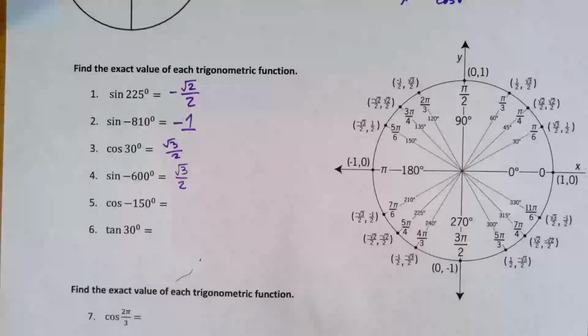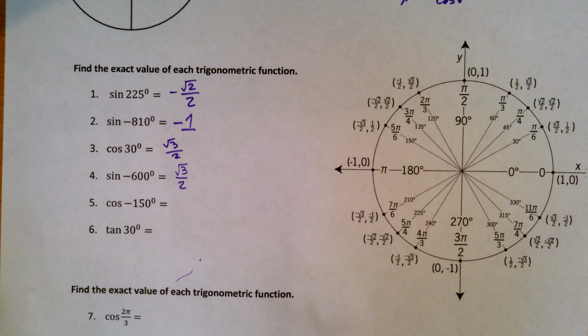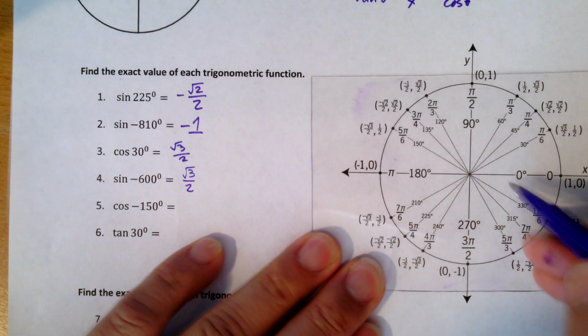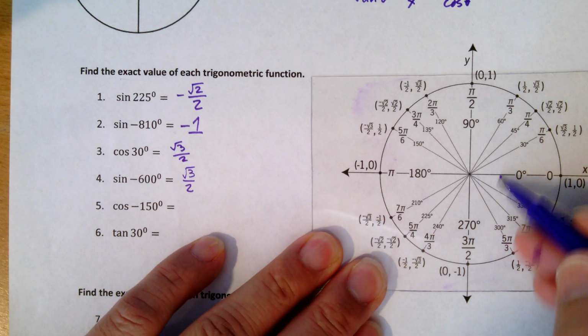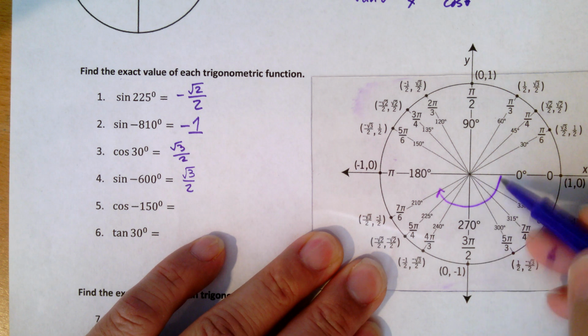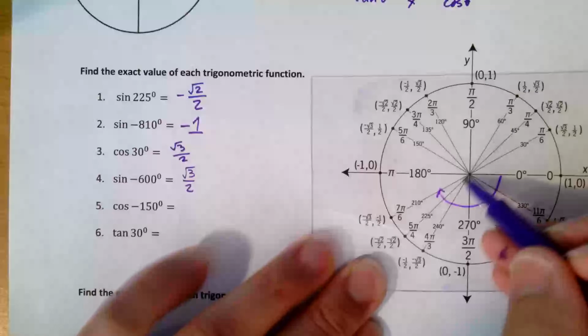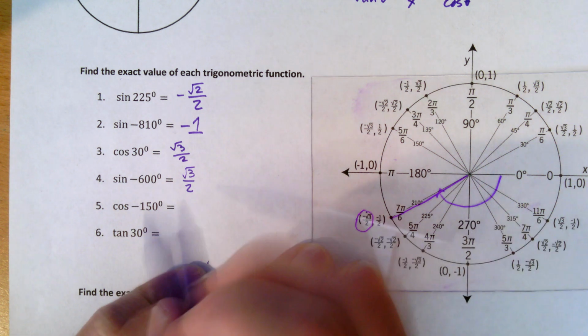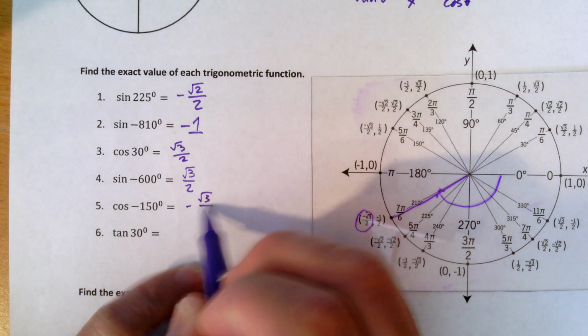Okay, now I need to find the cosine of -150. Cosine of -150 would be 30 degrees short of 180 in the negative direction. So the cosine at this position would be the x value, negative radical 3 over 2.